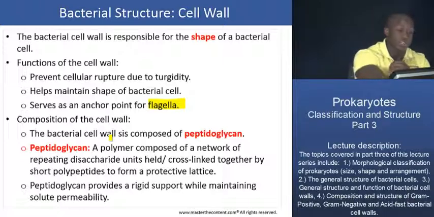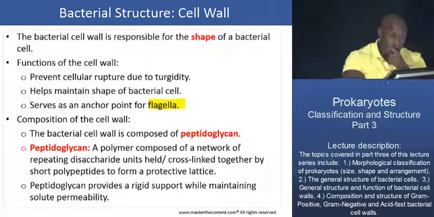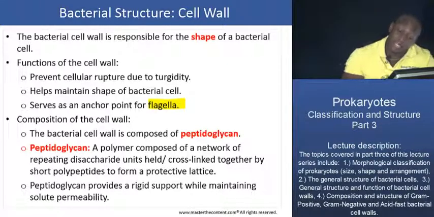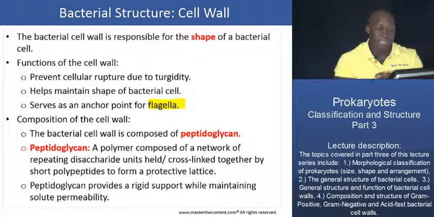Now, what I want to do is briefly talk about the composition of the cell wall. I talked about peptidoglycan a lot at the beginning of this lecture. Now we're actually going to examine its composition. So all the bacterial cell wall is composed of this compound I call peptidoglycan. Peptidoglycan is a polymer. It's composed of a series of repeating disaccharide units that are cross-linked or held together by shorter polypeptides, and they're held together in such a way that they form a protective lattice.